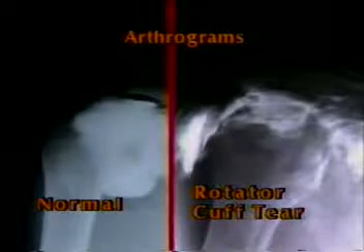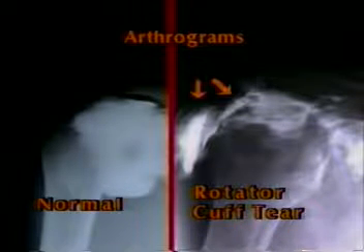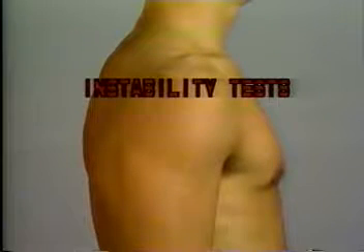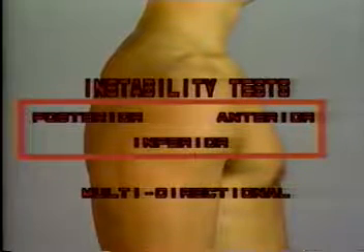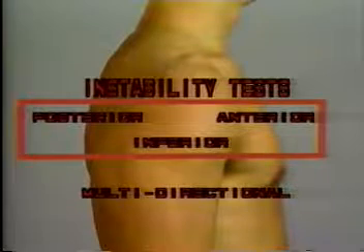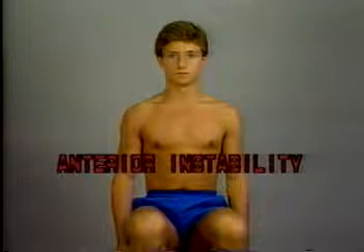Inability to initiate or maintain abduction in the absence of a neurological deficit suggests the possibility of a major rotator cuff tear, as seen by the leakage of contrast material through the rotator cuff defect into the subacromial and subdeltoid bursa. Instability tests. Shoulder instability may be anterior, inferior, posterior, or multidirectional, and an accurate assessment and grading of the instability must be made before appropriate therapy can be undertaken. Anterior instability.